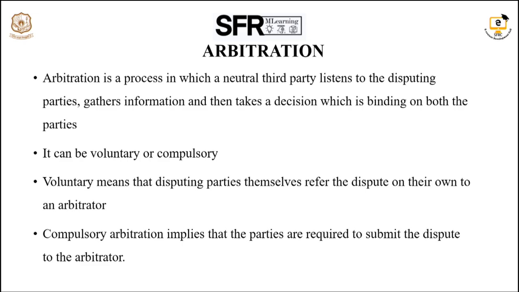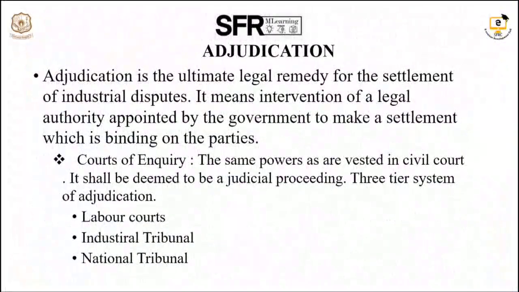Next one is adjudication. Adjudication is the ultimate legal remedy for the settlement of industrial disputes. It means intervention of a legal authority appointed by the government to make a settlement which is binding on all the parties. First we see the court of inquiry.